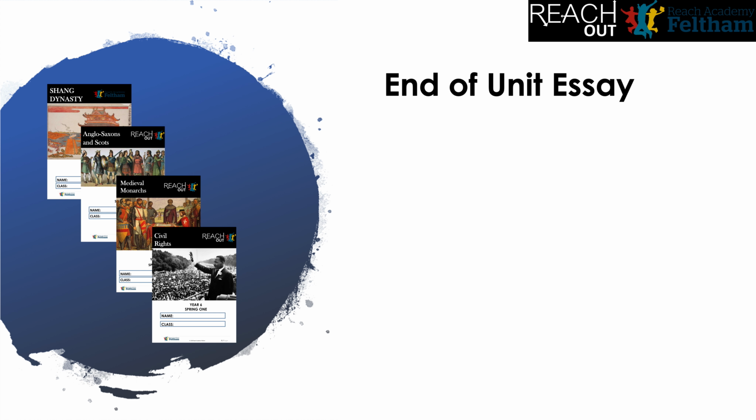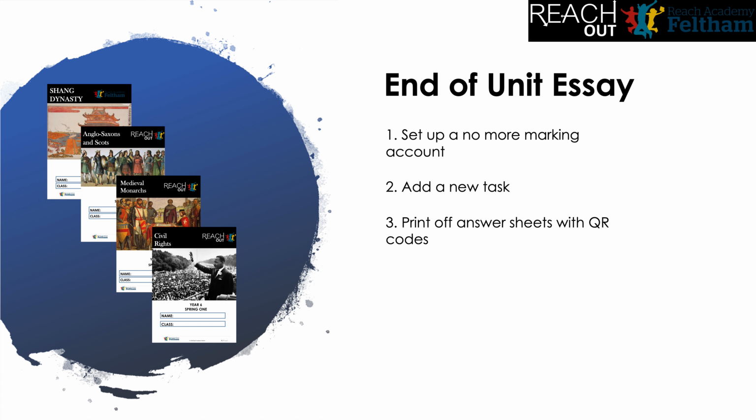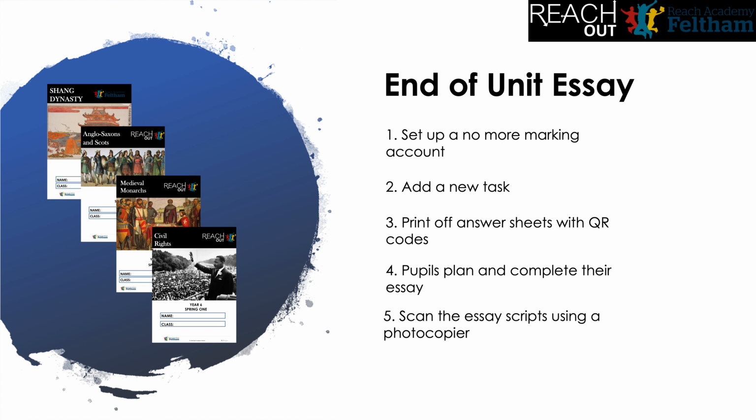So there's 6 steps. The first thing we're going to do is set up a No More Marking account. That's the comparative judgment engine which will help us to assess the children's writing. You'll need an account with them. We'll then add a new task on that website. That will allow you to print off some answer sheets with QR codes on them. The pupils will then plan and complete their essay for whichever unit it is that you're teaching.